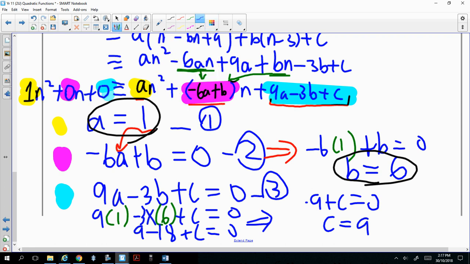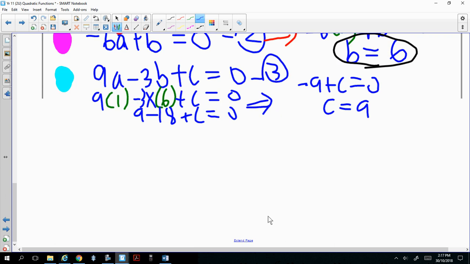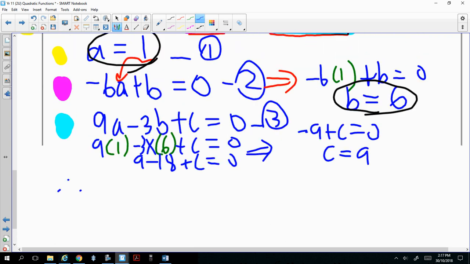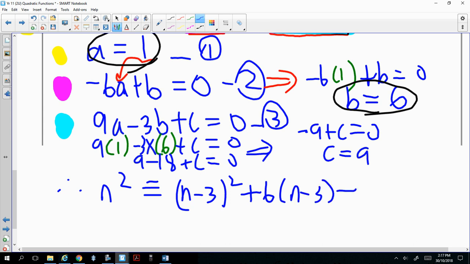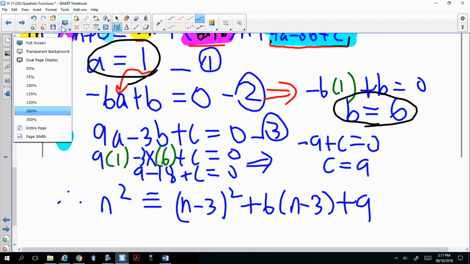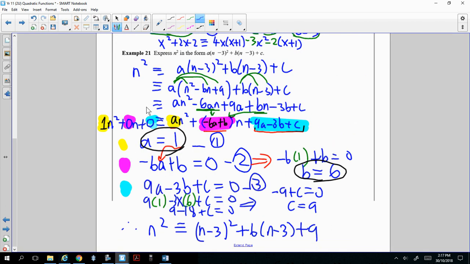Make sure we write it in this form. Therefore, n squared can now be written in the form of n minus 3 squared, plus 6 times n minus 3, plus 9. All right, the question's done. So you should be able to do the first 9 questions of the textbook, because they are all like that. Yeah?